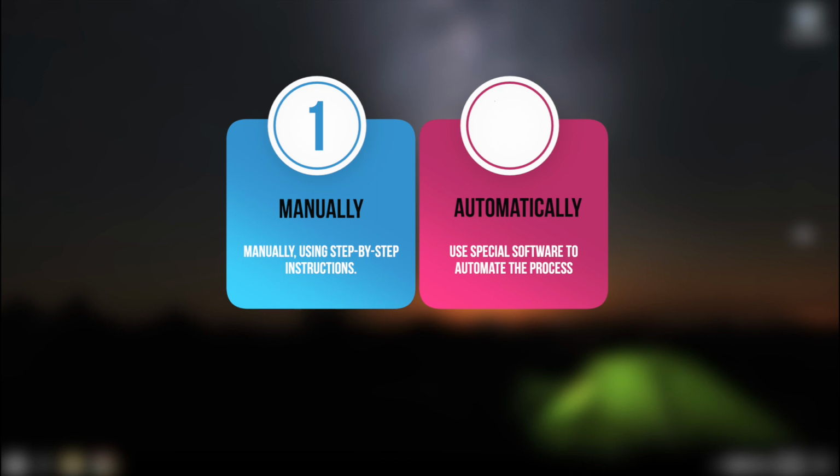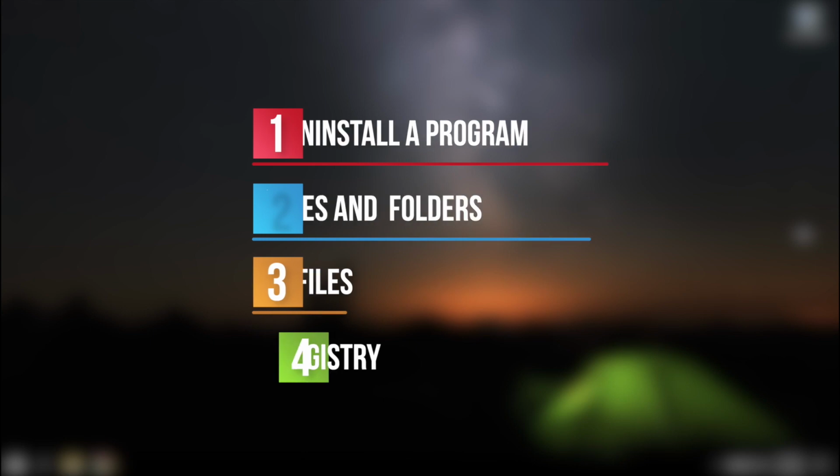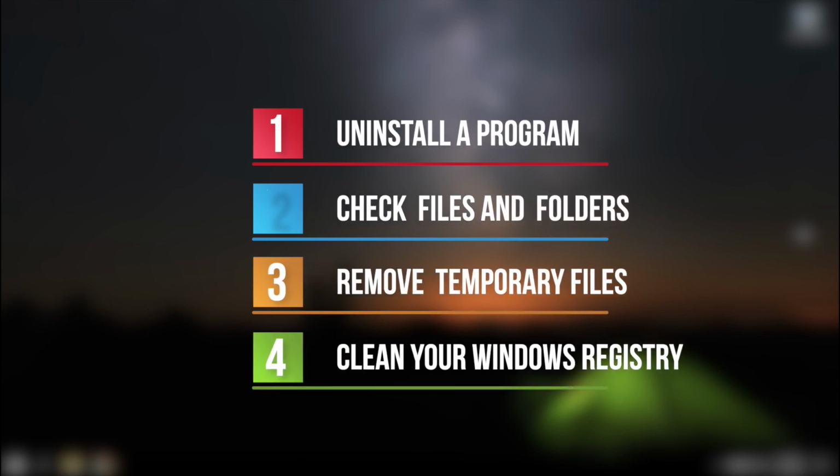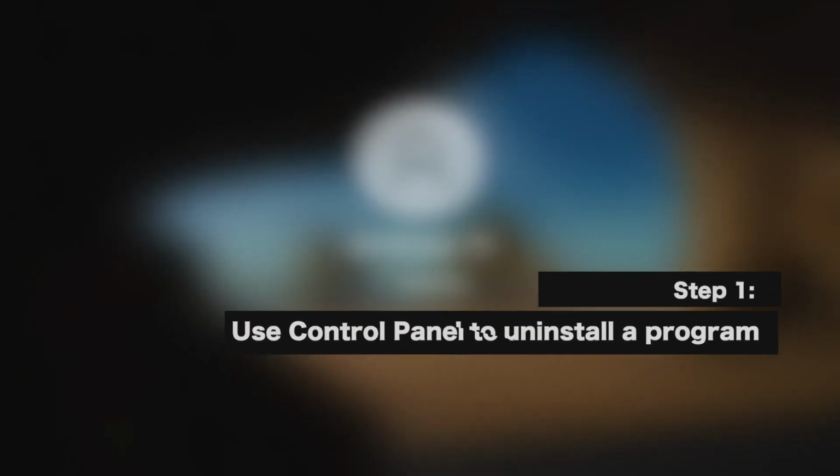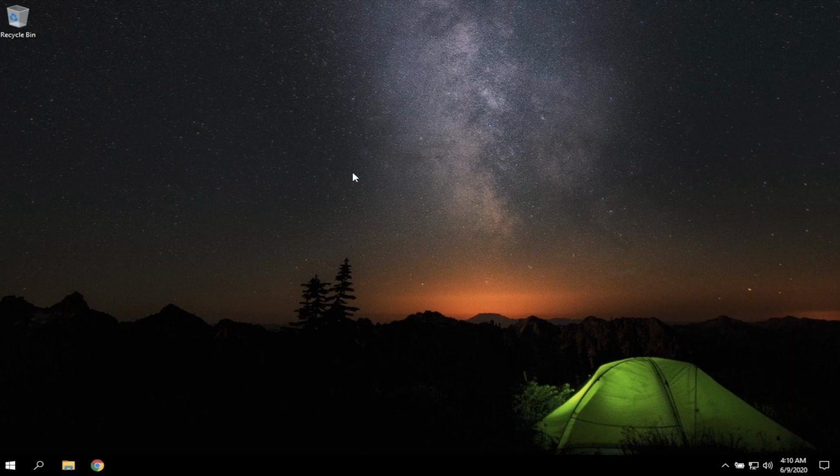In this video, we will use Control Panel to uninstall a program, check the program files and app data folders, remove the temporary files left on your computer, and clean your Windows registry. Let's start with a manual instruction. Step 1: Use Control Panel to uninstall a program.